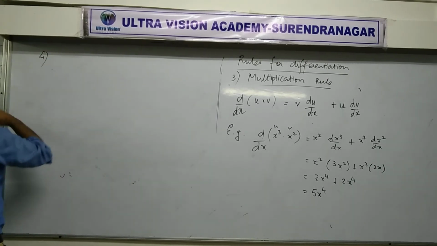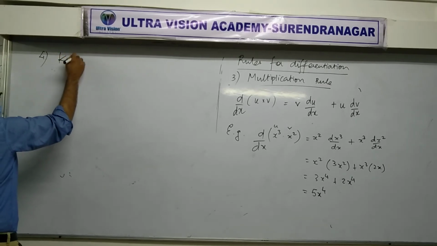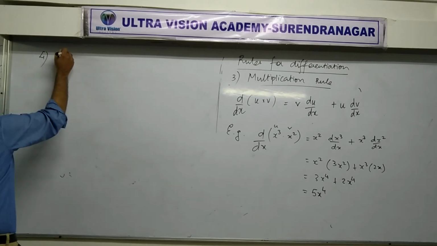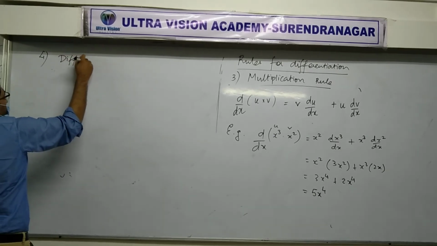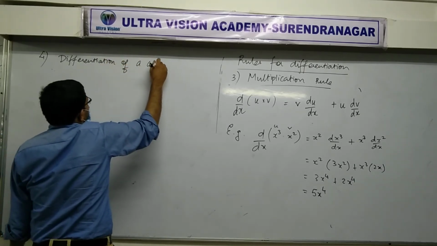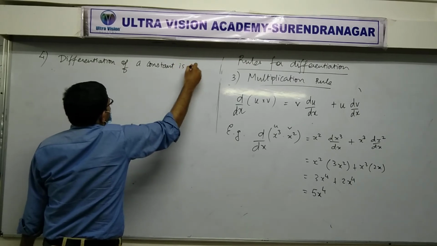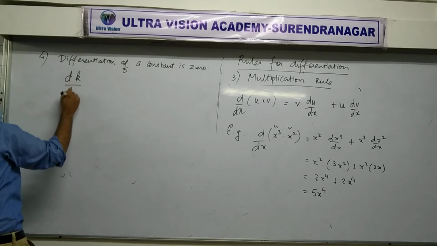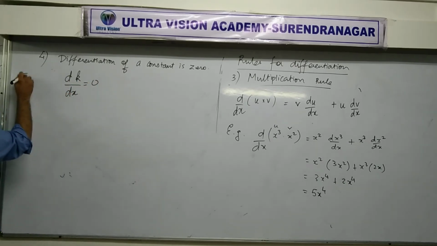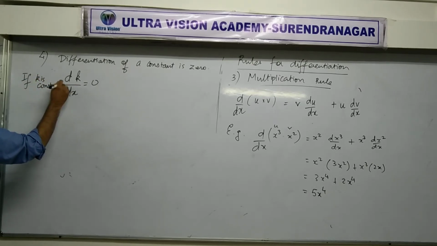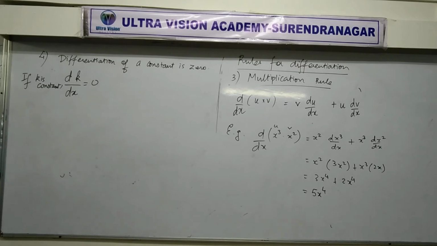Number 4. Differentiation of a constant is 0. Differentiation of constant is 0. That is, dk by dx is equal to 0 if k is constant. Don't forget this. If k is a constant, dk by dx is equal to 0.